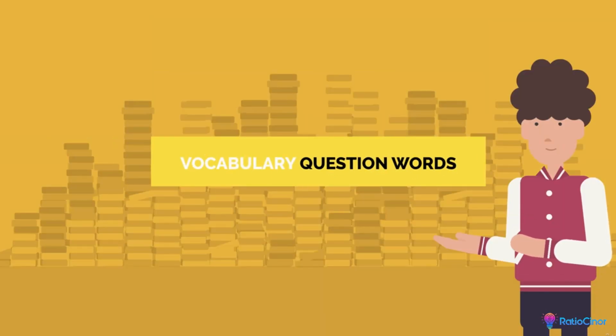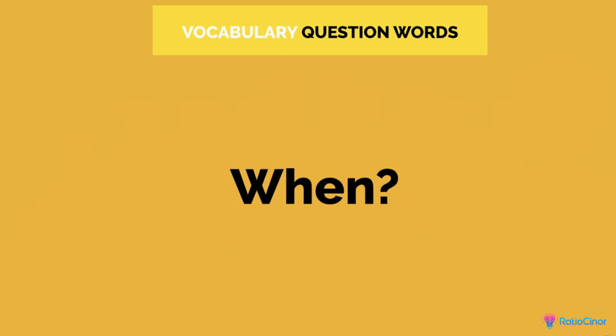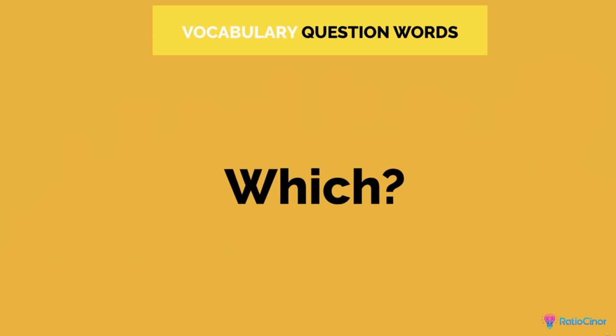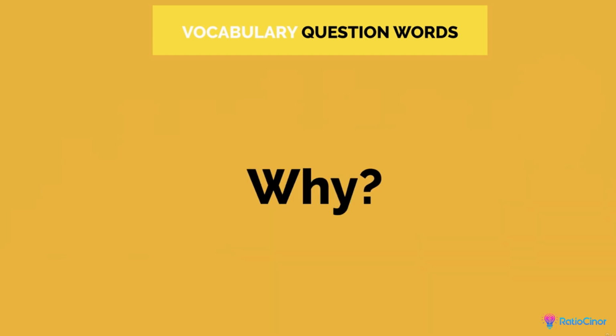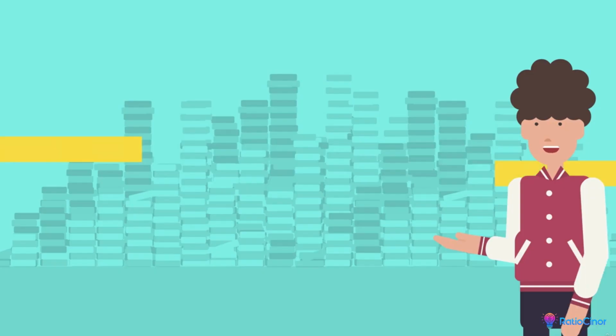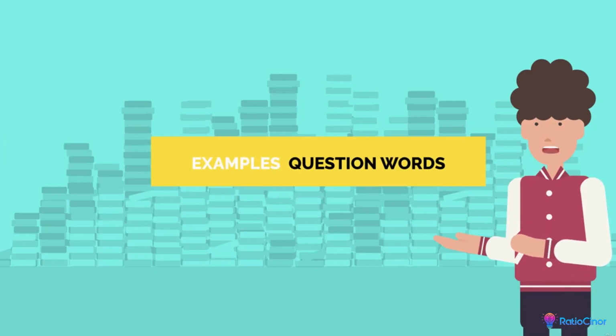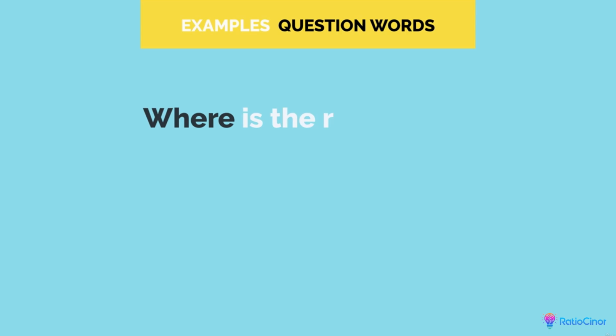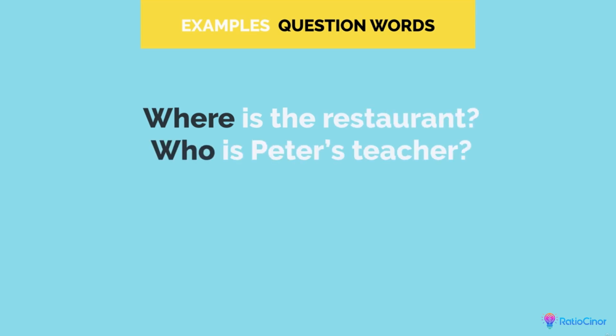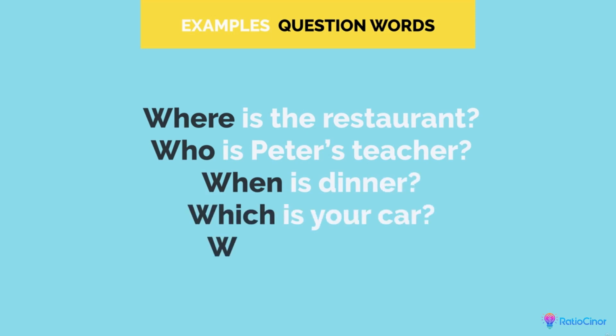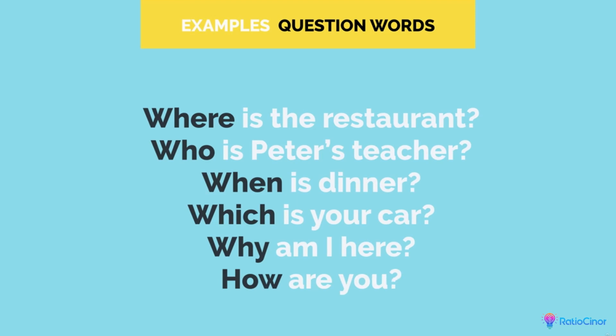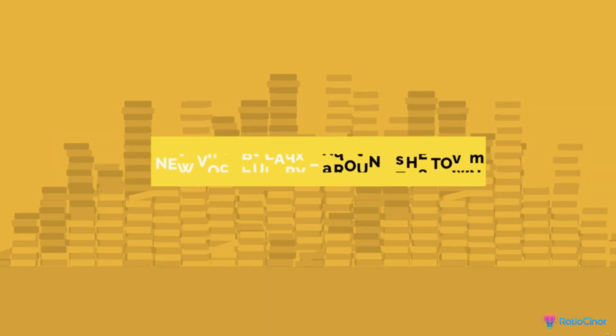Vocabulary: question words. Where, when, who, which, how, why. Example question words. Where is the restaurant? Who is Peter's teacher? When is dinner? Which is your car? Why am I here? How are you?